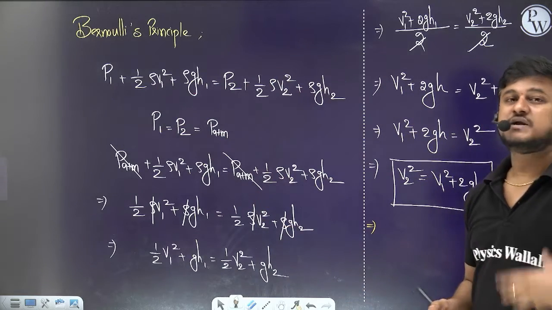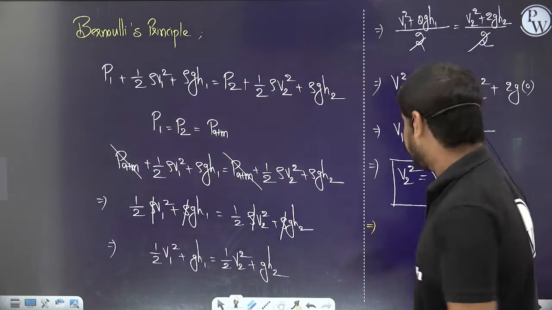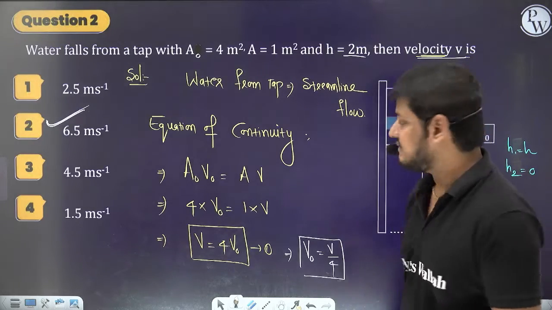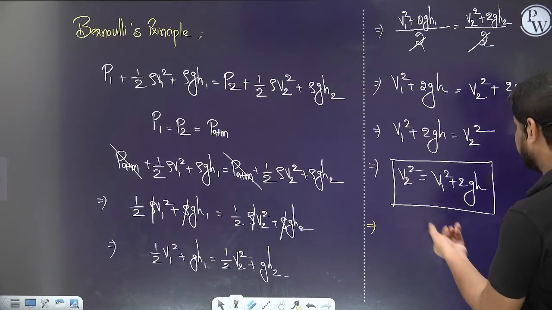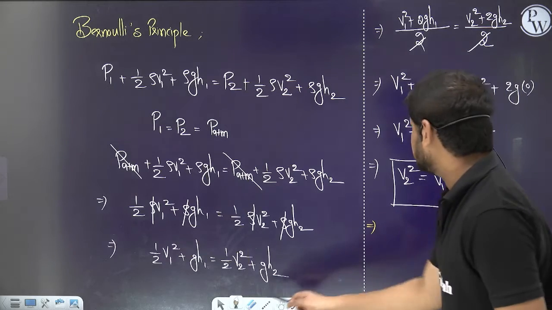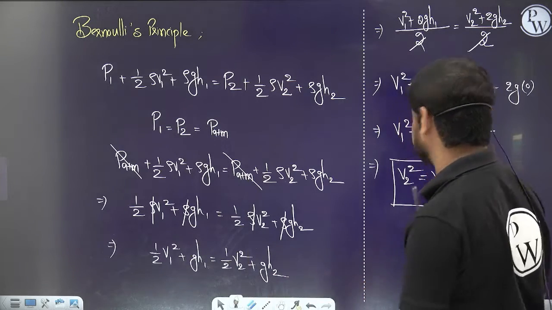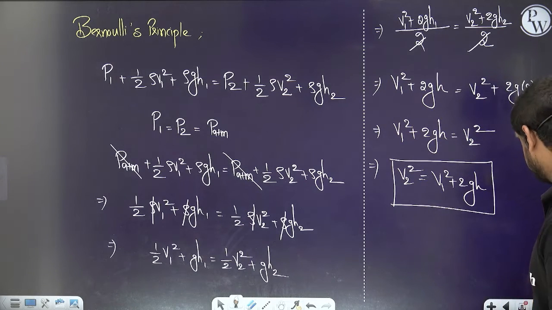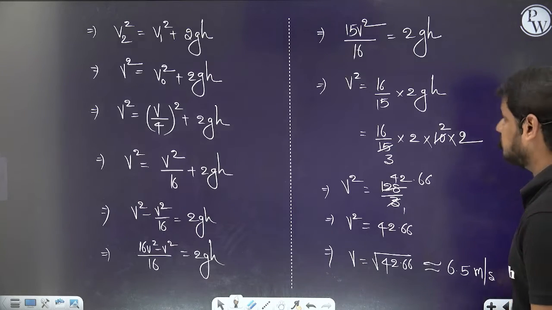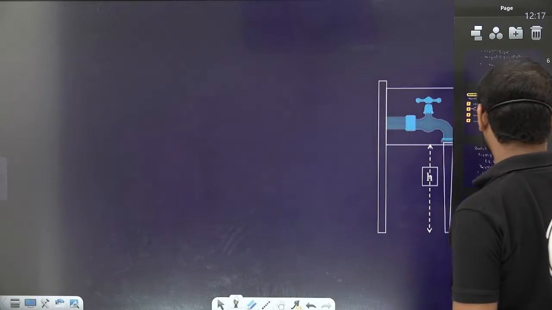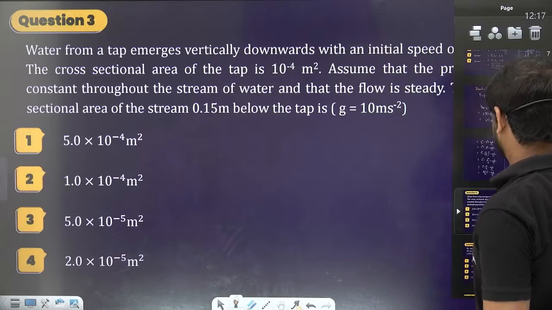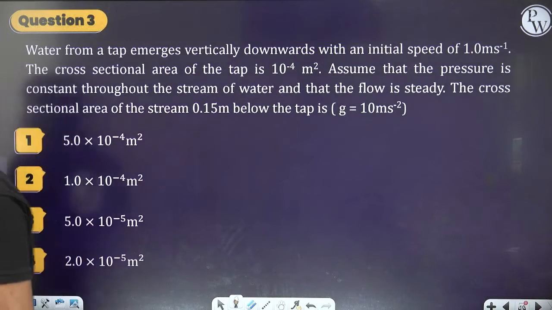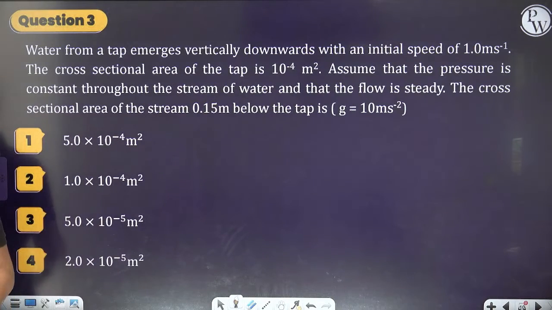Or for the tap questions, directly to find the velocity at some height, you can apply the equation of motion under gravity. So this one: V square is equal to U square plus 2GH. Formula you can apply. Done guys? Chalo, good. So we have one more slide, not required. So let's try this question on your own.